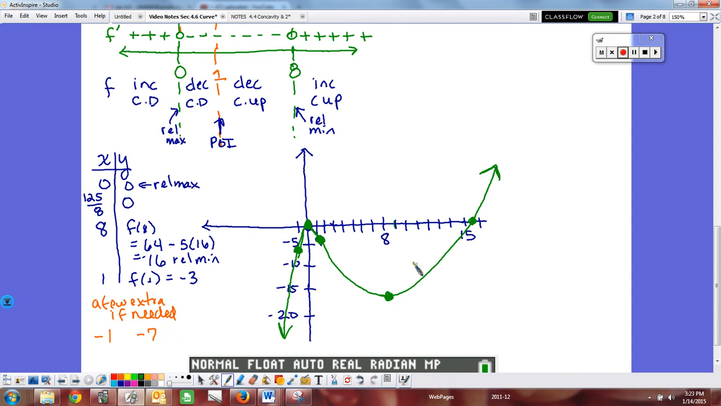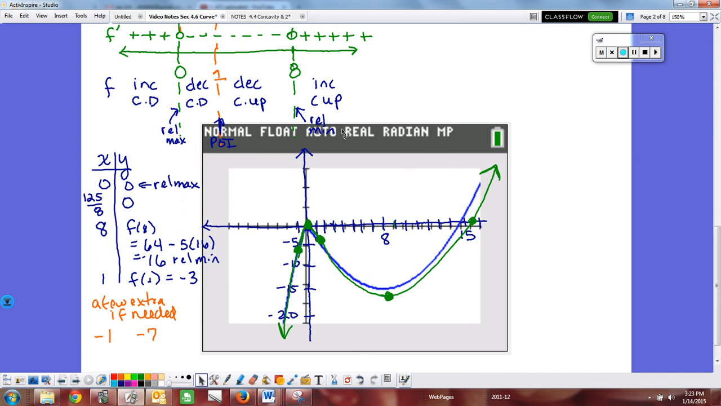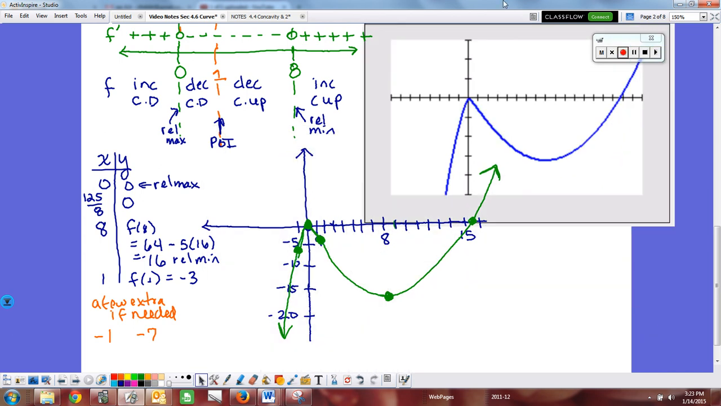And then from there, following the rules, I am increasing and concave down until I got to 0. There was a relative max, and then it was decreasing and concave down. Then I hit 1. And at 1, I had a point of inflection, and it was still decreasing, but now concave up to my relative min at 8, and then increasing for the rest of the way and concave up. And so once I go and say, well, what did it look like on my calculator? You can see we're pretty darn close to what that is. If we were on graph paper, we'd probably be right on the money of what it is.